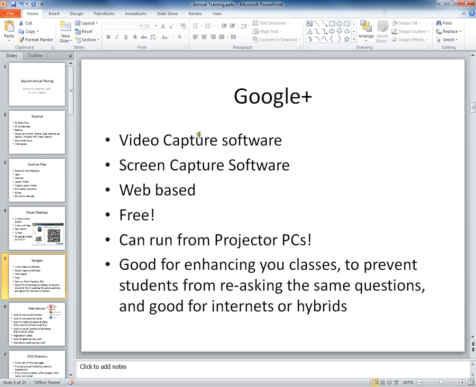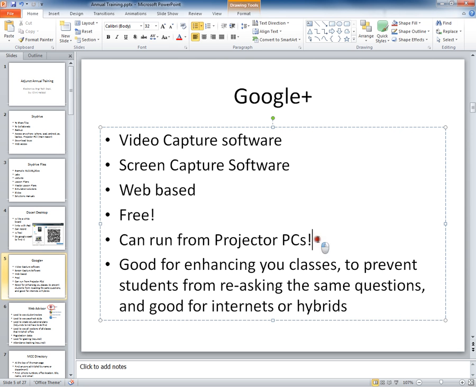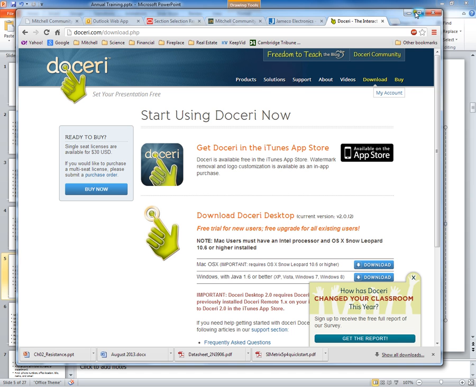Google Plus is free video capture software. It's web-based, free, run from projector PCs, don't have to load any software, don't have to have admin privileges. Good for enhancing your class, prevent students from re-asking the same question, so you can record your lectures with the cameras that we have in the classroom, and then post it on the internet just so they can re-watch it, or if someone missed a class. So how does that work?